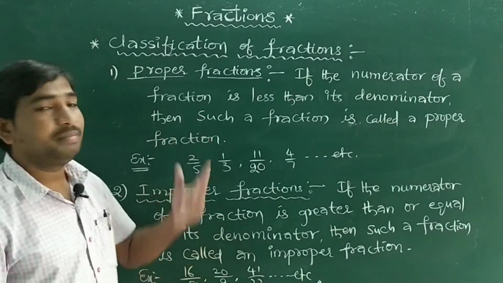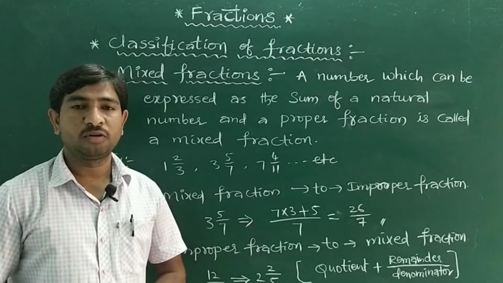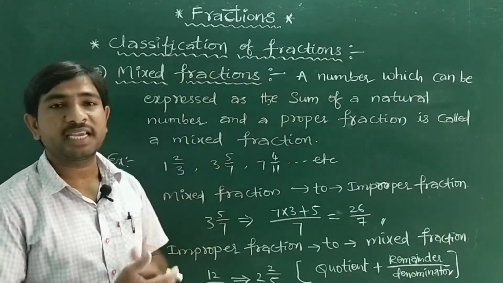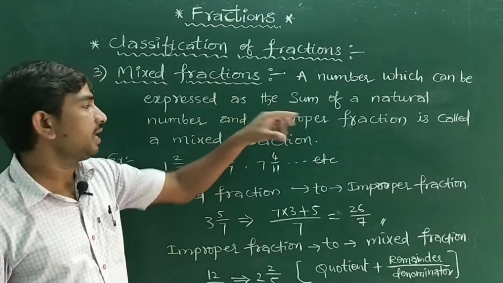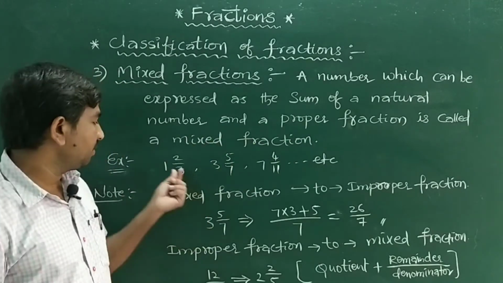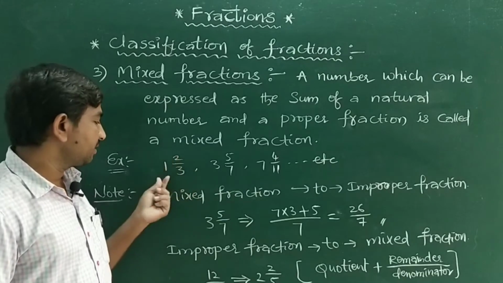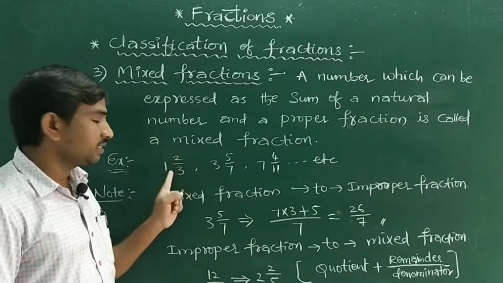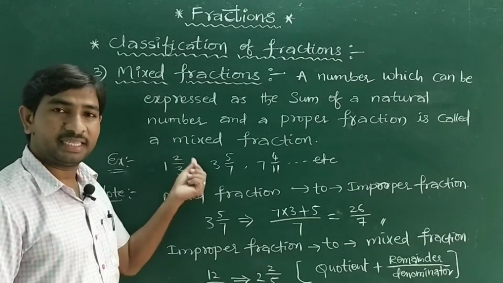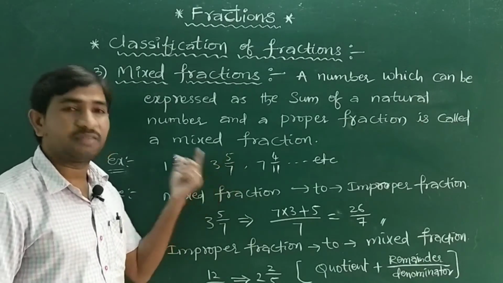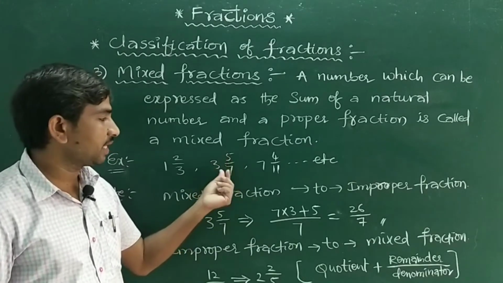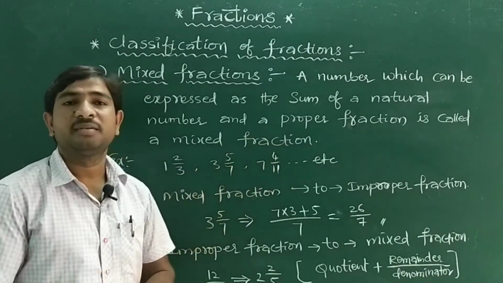Now the third type of fractions, mixed fractions. A number which can be expressed as the sum of a natural number and a proper fraction is called a mixed fraction. For example, 1 2 by 3: 1 is a natural number, and 2 by 3 is a proper fraction. The sum of these two we express as 1 2 by 3, a mixed fraction. Similarly, 3 5 by 7 is a mixed fraction, where 3 is the whole number part and 5 by 7 is a proper fraction. These types of fractions are known as mixed fractions.